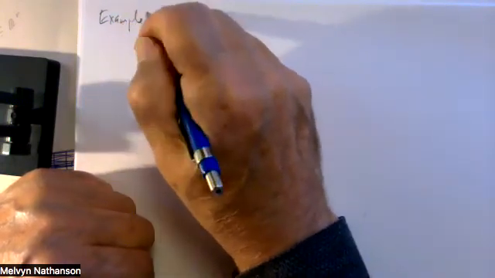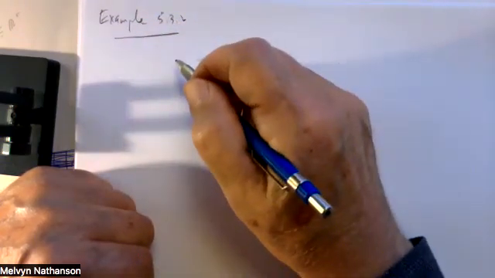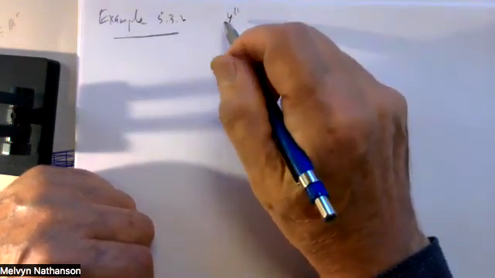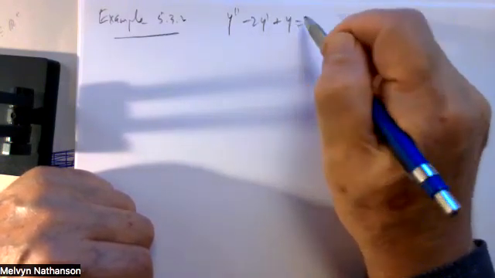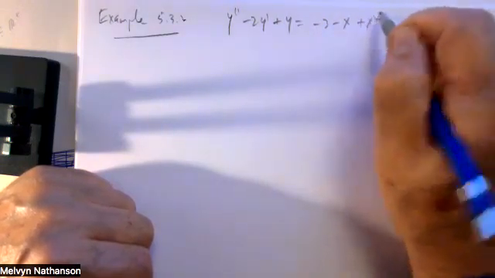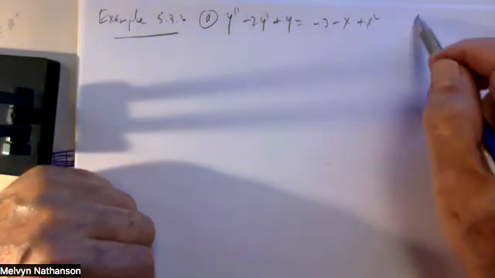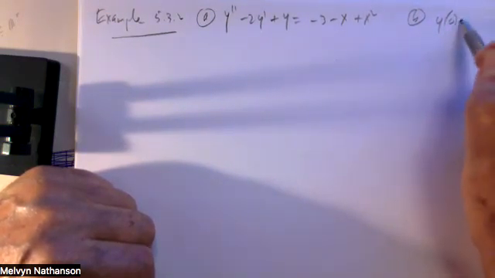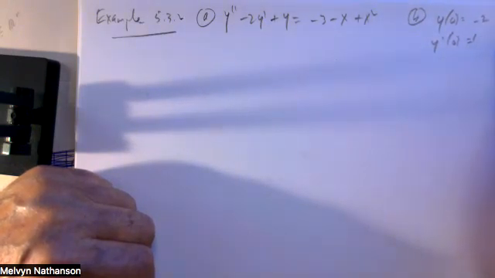This is example 5.3.2. Find the general solution of the equation y double prime minus 2y prime plus y equals minus 3 minus x plus x squared. That's the find the general solution. And the second part of the problem will be to solve the initial value problem, where y of 0 is minus 2 and y prime of 0 is 1.